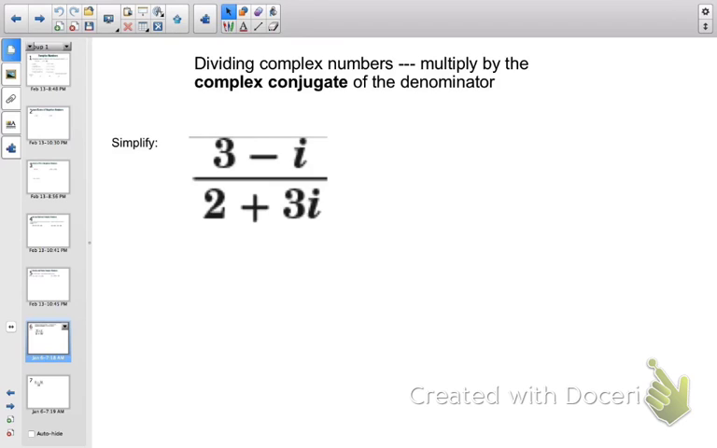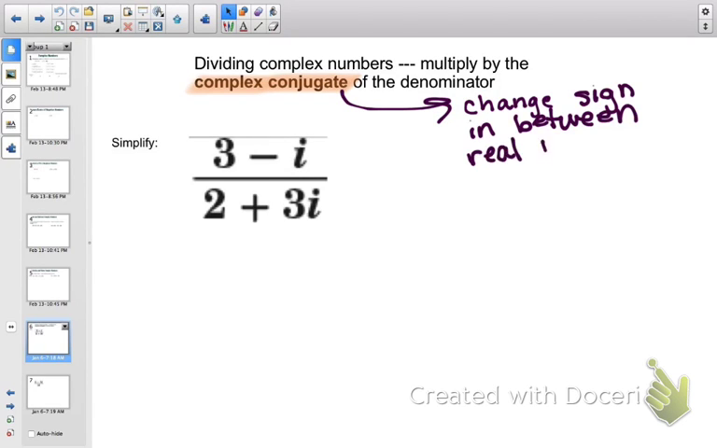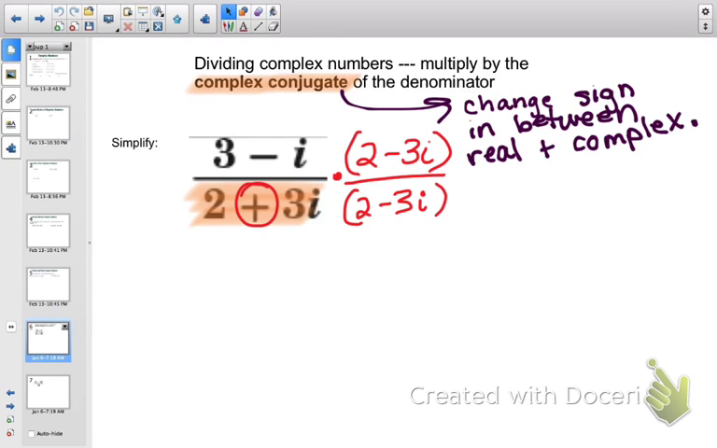Last but not least, and we're going to do a lot more practice with this in class, dividing complex numbers. Just like you can't have a square root sign in the denominator, you can't have an imaginary sign in the denominator. So we're going to multiply by the complex conjugate, which all you're doing is changing the sign in the denominator. So in this example, instead of 2 plus 3i, we're going to multiply by 2 minus 3i. And because we can't change the value, we've got to multiply by that over itself, so it's the same as multiplying by 1. And from here, we've got to FOIL both the numerator and denominator.